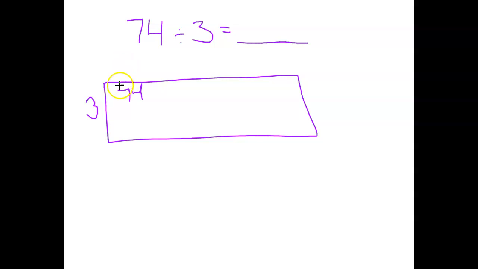Well, 20 groups of 3 is equal to 60 because 20 times 3 equals 60. And I know that I can't do 30 groups of 3 because 30 groups of 3 is 90, and I don't even have that many Skittles. So the best I can do is 20 groups of 3, and that'll take care of 60 of the Skittles, like I said. I'll subtract, and I'm going to get 14. Now, that means I still have 14 Skittles left.